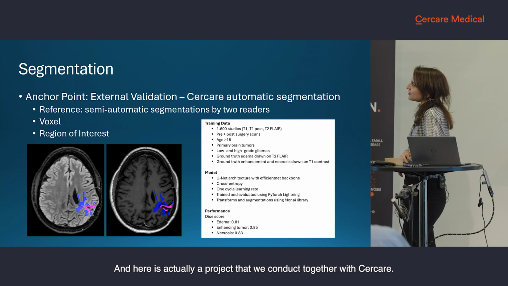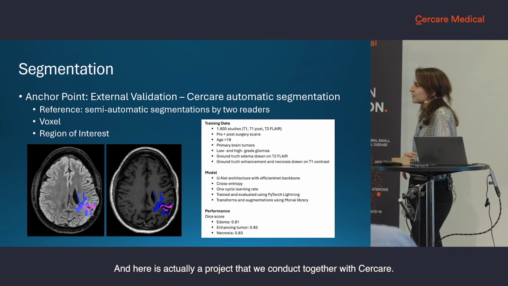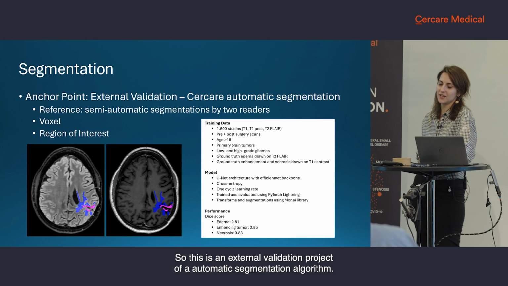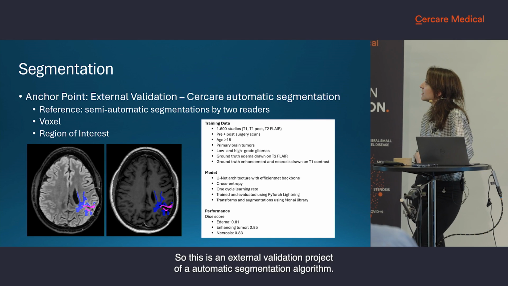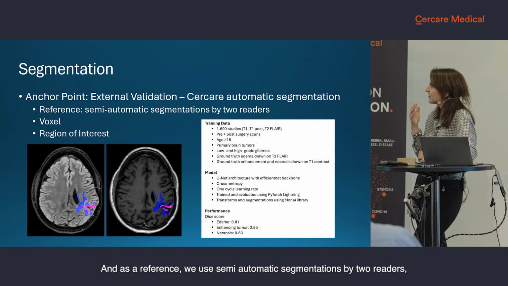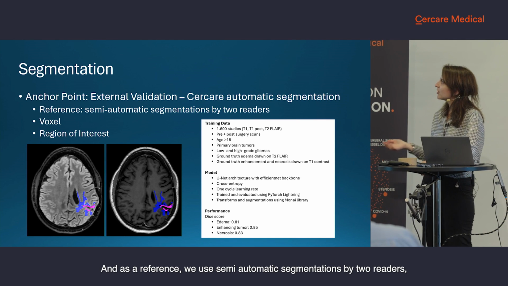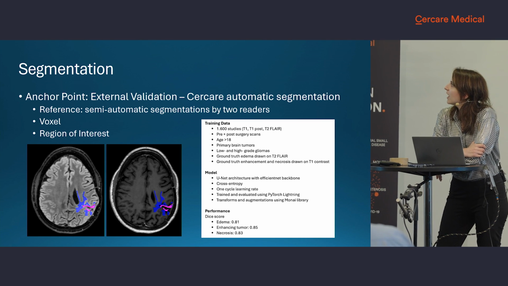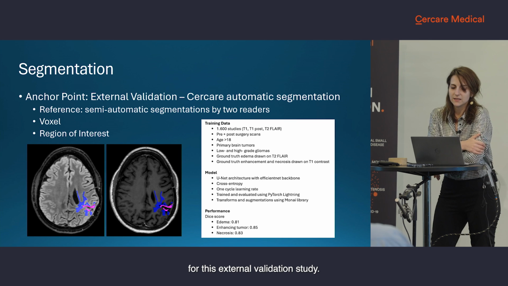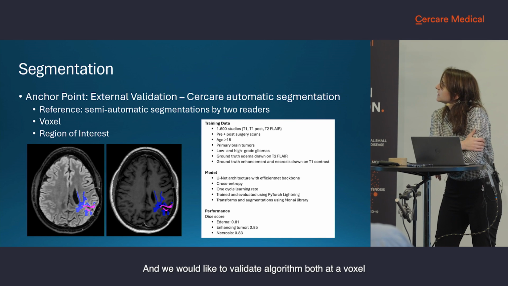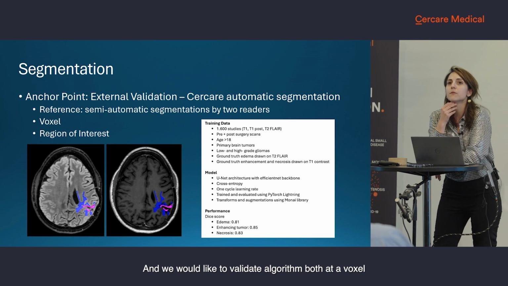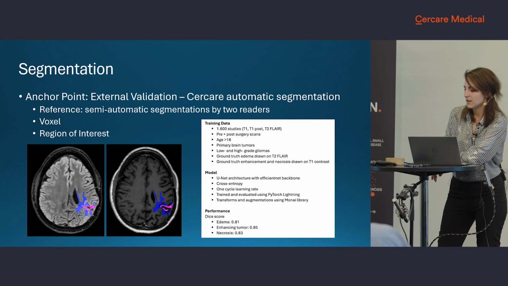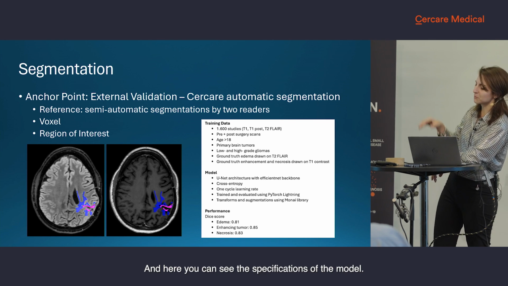And here is actually a project that we conduct together with Serker. This is an external validation project of an automatic segmentation algorithm. As a reference, we use semi-automatic segmentations by two readers for this external validation study, and we would like to validate this algorithm both at a voxel and at a region of interest level. And here you can see the specifications of the model.